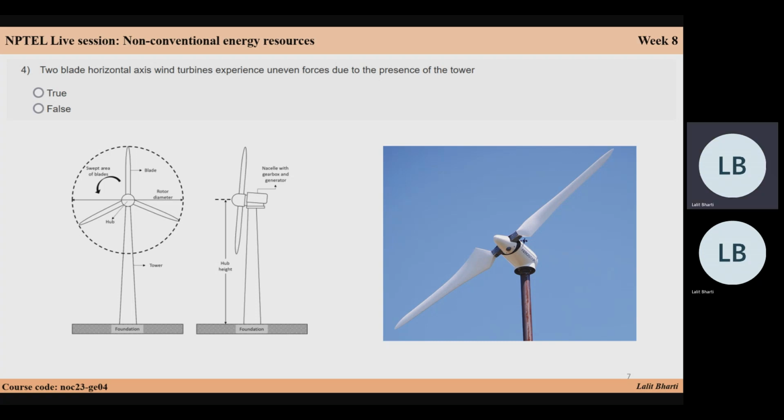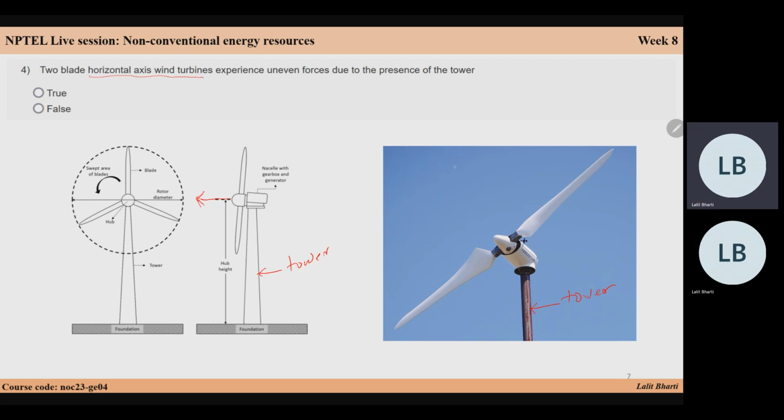Our question is: the blades of horizontal axis wind turbines experience uneven forces due to the presence of the tower. So we'll look at the horizontal axis wind turbines. Basically these are the horizontal type, because if you see the direction, these are in a horizontal way. So this will be the horizontal direction, and this is your tower. Similarly, the tower.